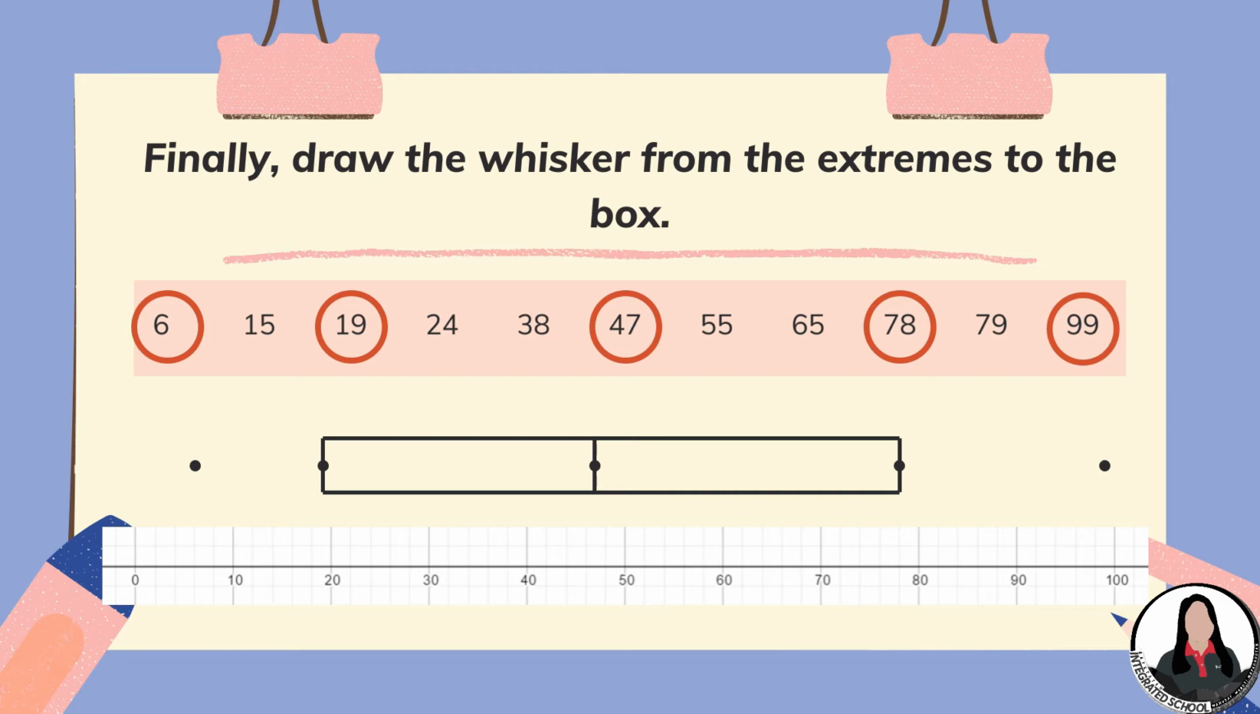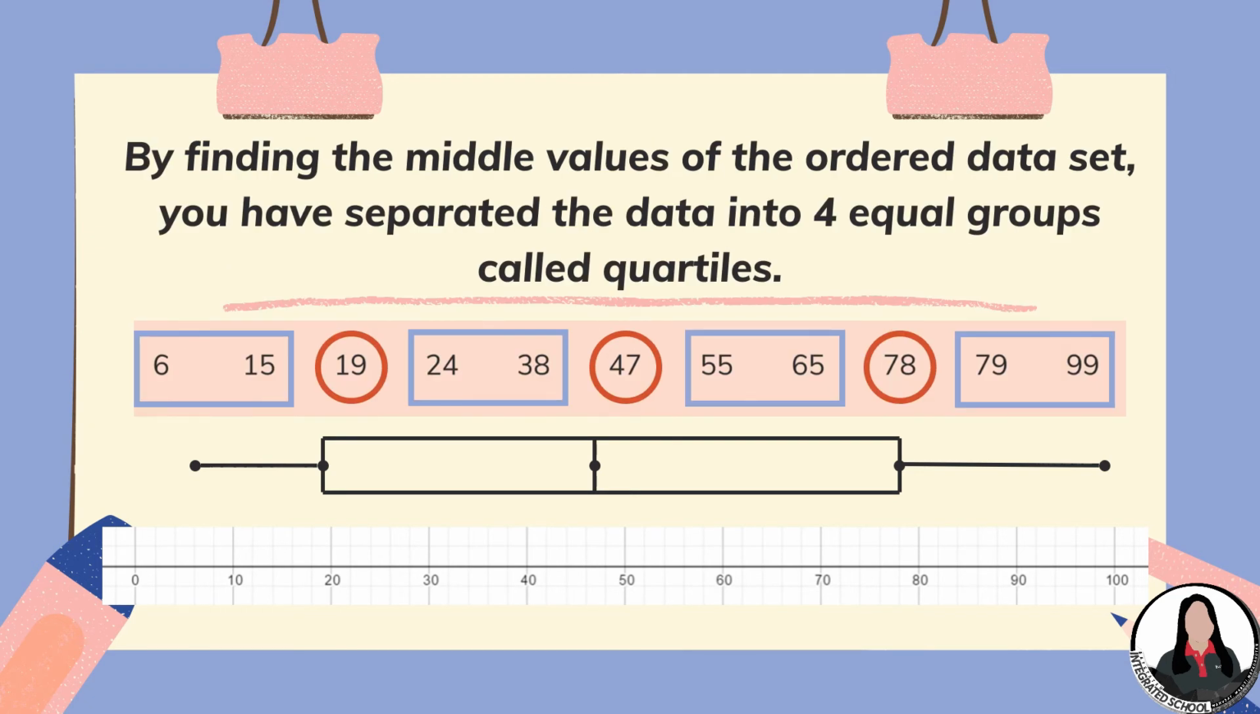So, yung whiskers ay ganito ang itsura. Ayan. So, ngayon, meron na tayong box plot for our specific dataset. So, by finding the middle values of the ordered dataset, you have separated the data into 4 equal groups called quartiles. Okay.